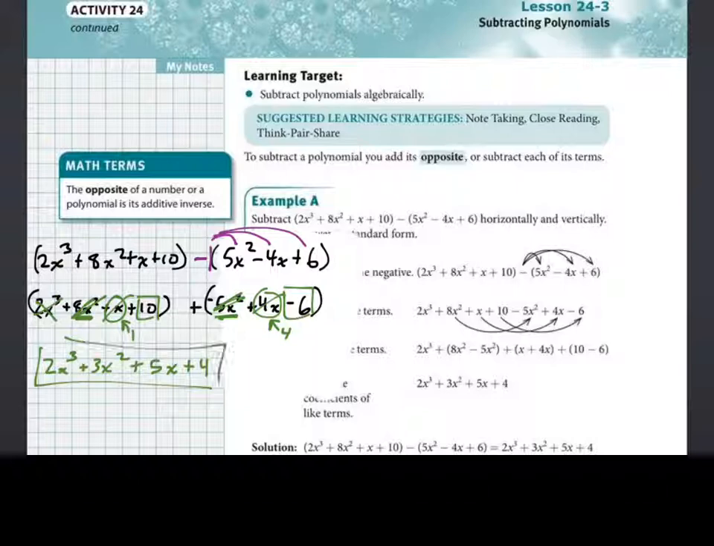So see, it's almost exactly like the adding, right? There's only one difference. We have to distribute this negative to the second polynomial. And then we add them together.